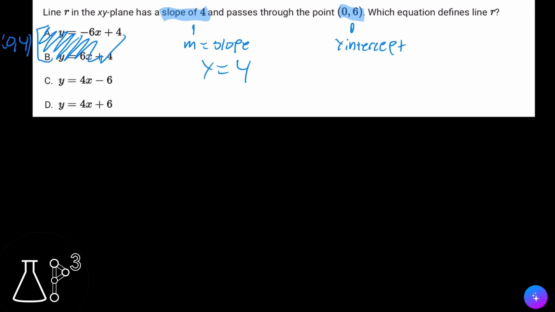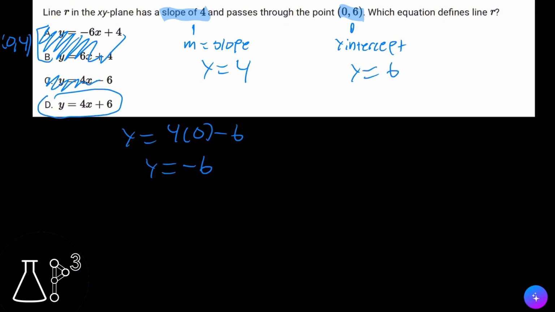Let me plug in C now. y equals 4 multiplied by 0 minus 6. Anything multiplied by 0 equals 0, so that's 0 minus 6, which equals negative 6. Therefore, y equals negative 6, but the question shows y equals positive 6. Therefore, my answer is D.